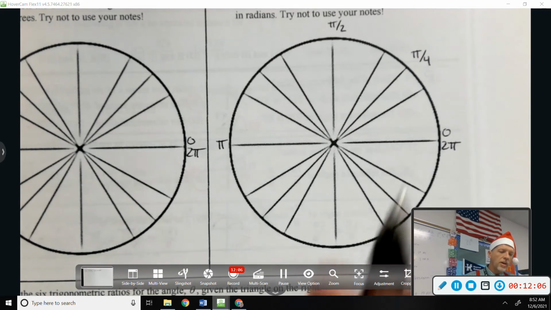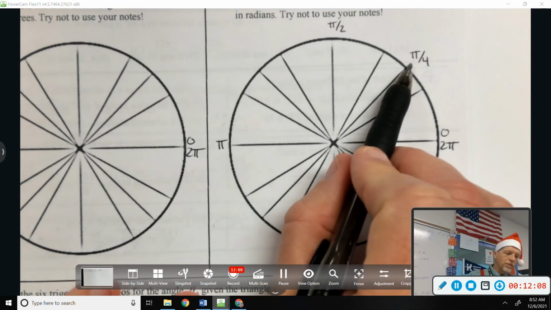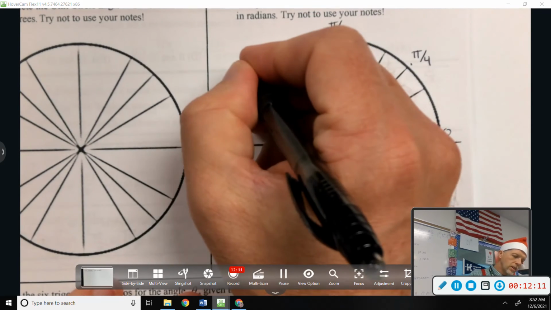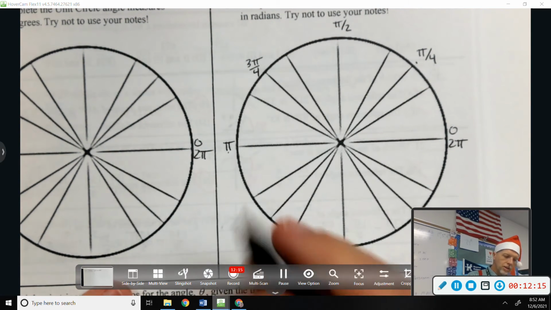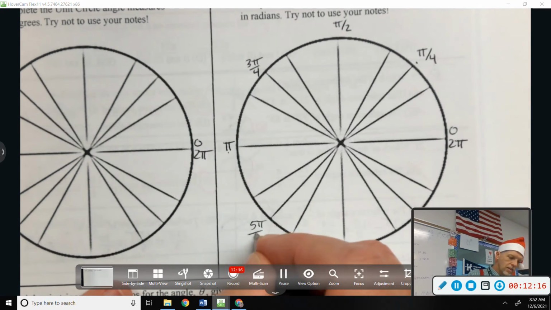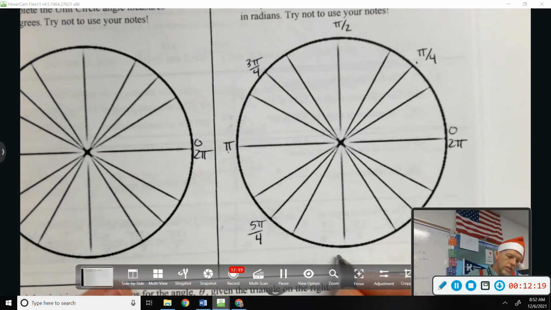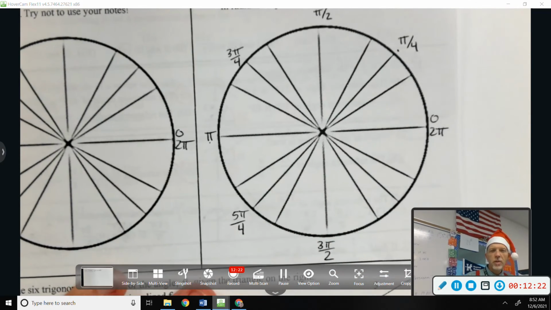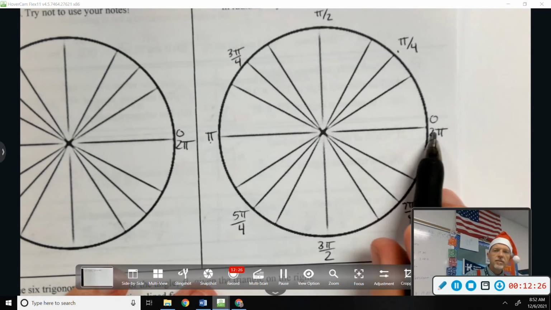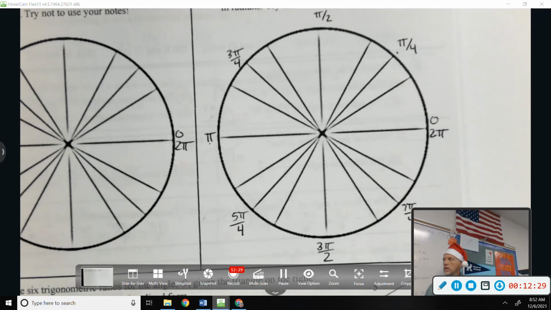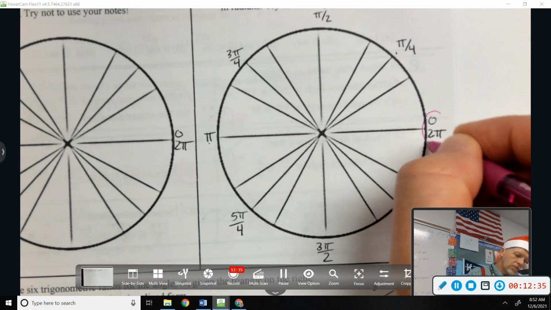Then I would go count by pi over 4. 1 pi over 4, 2 pi over 4, 3 pi over 4, 4 over 4, 5 over 4, 6 over 4, which is 3 pi over 2, 7 over 4, 8 over 4. So there's only a few that you need to memorize. The rest you can figure out.